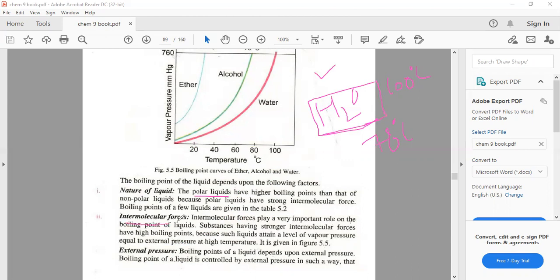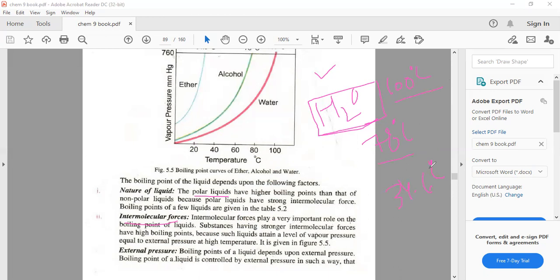Next, intermolecular force. The stronger the intermolecular force, the higher the boiling point. It's very simple. If strong bonding is present between the molecules, then you have to provide a high temperature to break these forces, to break these bonds. So if the intermolecular force is strong, then the boiling point will be higher. Water has a strong intermolecular force, so water has a high boiling point compared to alcohol, and compared to ether, which has a 34.6 degrees Celsius boiling point, so it's very low.